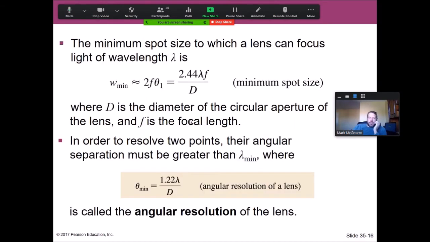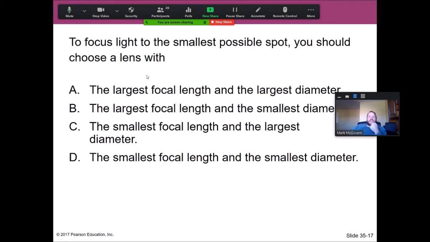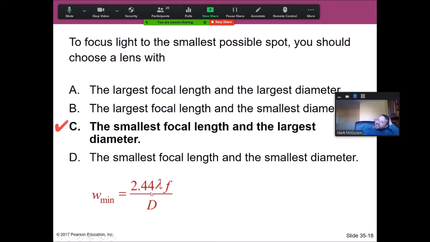Okay, so question for you now. To focus light to the smallest possible spot, you should choose a lens with what? Any opinions on this? The idea is you're driving that angular size down as much as possible. All right, so that's the idea here. You want to have the smallest focal length possible and the largest diameter. I mean, really, there's a wavelength dependence here, actually.